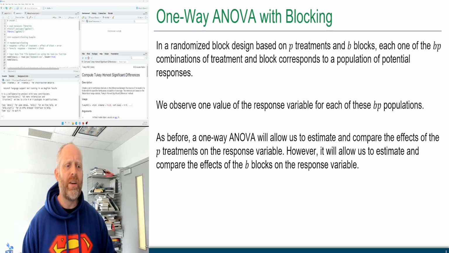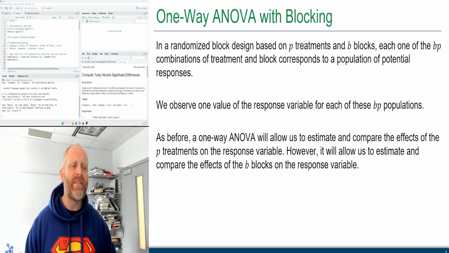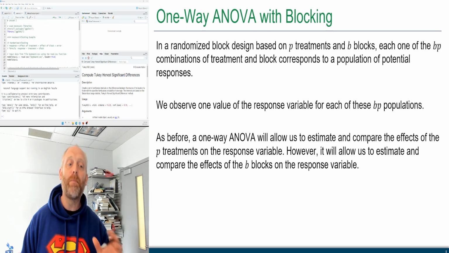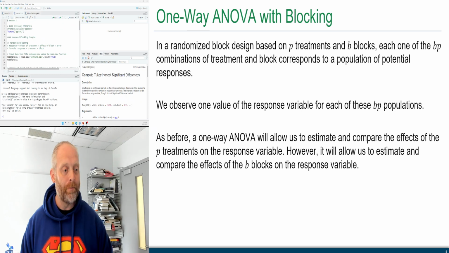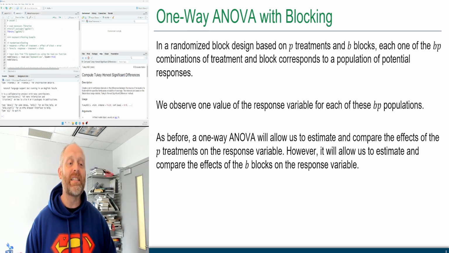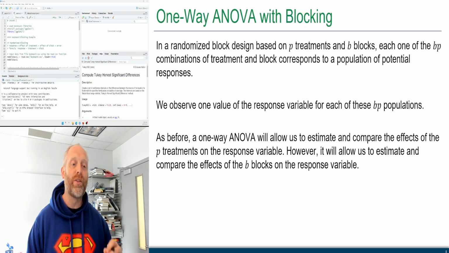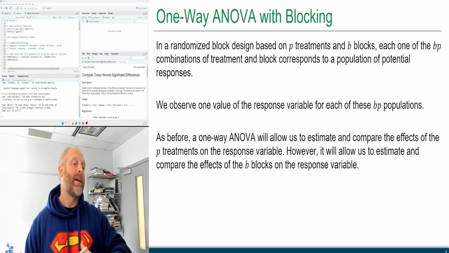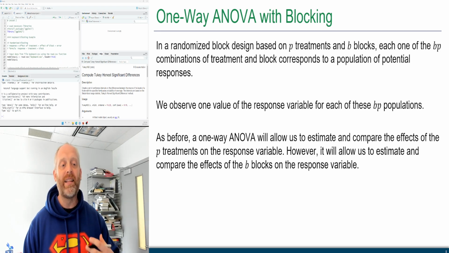So as before with the one-way ANOVA, it will allow us to estimate and compare the effects of P treatments on the response variable. That's the key part, not the blocking part. However, it will allow us to estimate and compare the effects of the B blocks on the response variable. So on top of that, we will be able to come back and see, is there an inherent difference within these blocks?